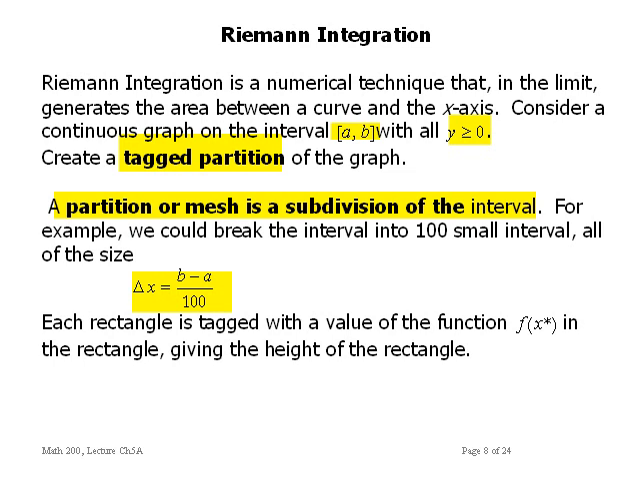Out of these little subdivisions, you create a bunch of rectangles. You create the rectangle by tagging the function in each little section with one value. We'll call it f of x star. x star is a value in the little subinterval, and you pick out a value for the function. Then you draw a straight line, and then you make a little rectangle.